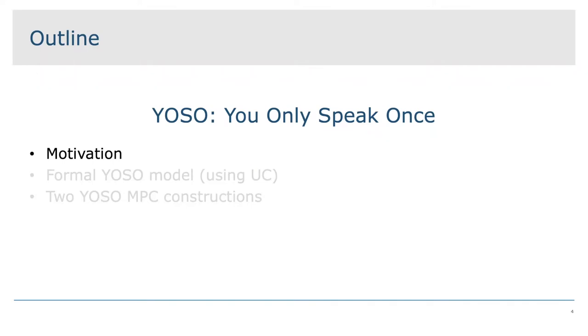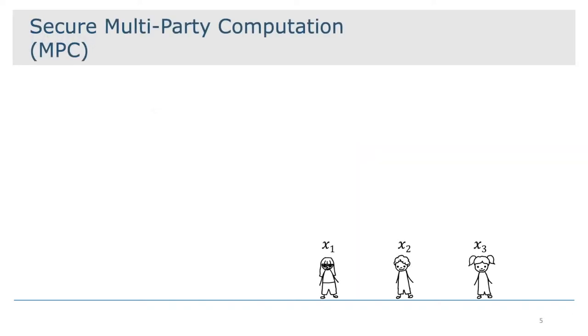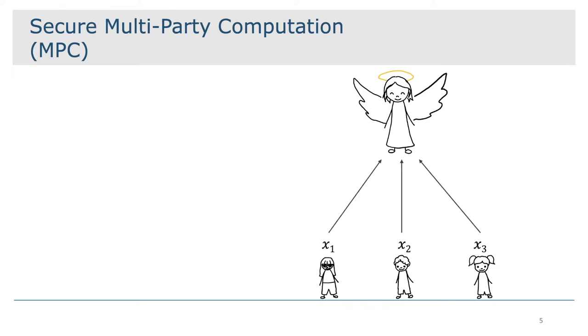Before getting into our contributions, I'd like to give more motivation for the Yoso model, in particular in the context of MPC. Let's start with the usual MPC scenario. Imagine that Alice, Bob, and Charlie want to compute a joint function f of their secrets x1, x2, and x3. But none of them are willing to reveal anything about their secrets except for the function output. So one approach is for the three of them to find someone that they all trust and send their inputs directly to that trusted party, and then have that trusted party publish the function output y.